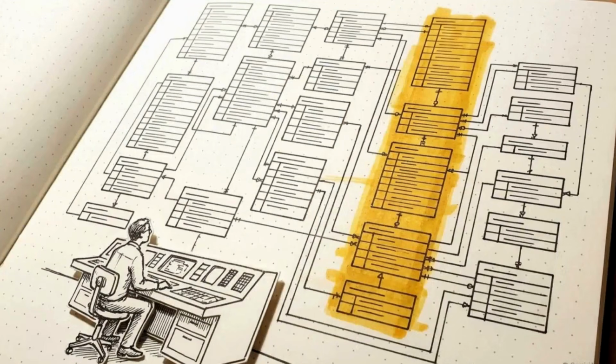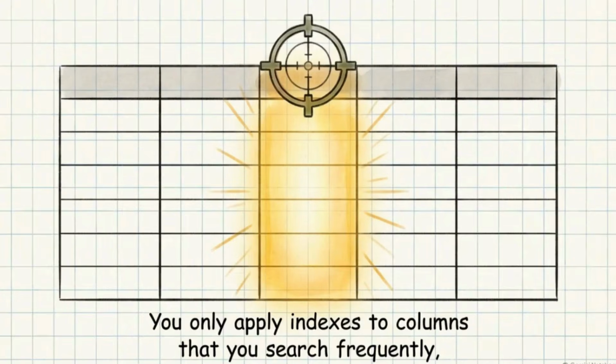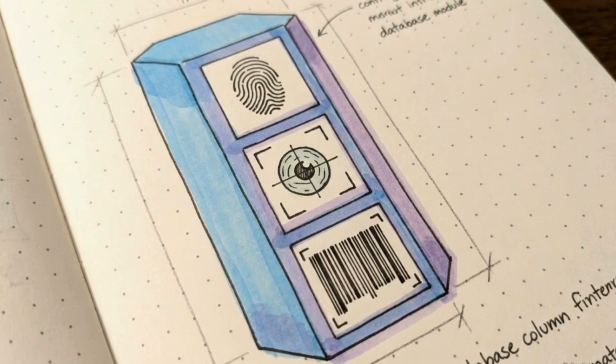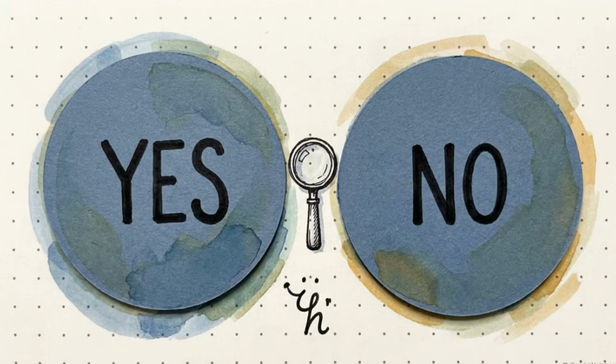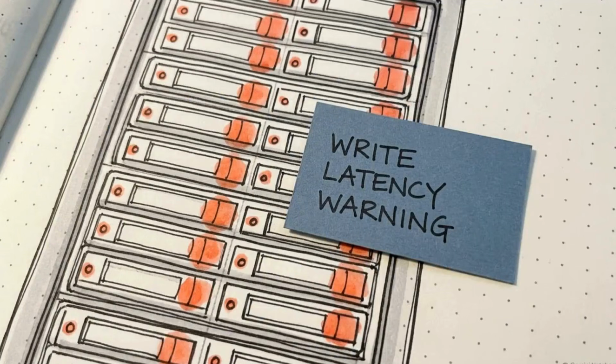The golden rule of database architecture is strict curation. You only apply indexes to columns that you search frequently, and they must contain highly unique values. Putting an index on a column with only 2 or 3 possible options provides no meaningful speed advantage, but you still pay the full mechanical penalty every time a new record is saved.